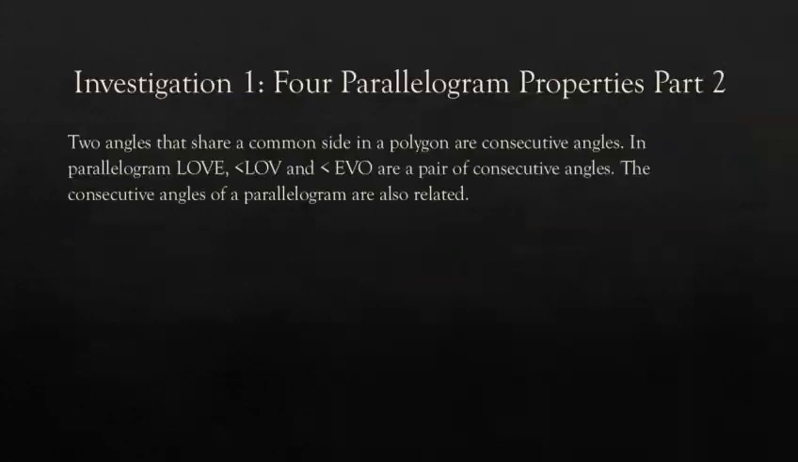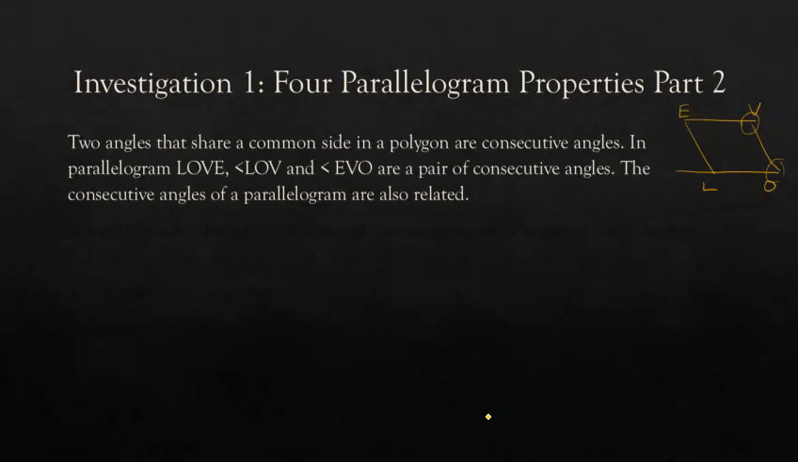So now the 2 angles that share a common side in a polygon are consecutive angles. So we're going to look at our parallelogram, and if you labeled it like I did, you had it as LOVE. So LOV, this one, and then EVO, this one, are consecutive angles. They're next to each other.